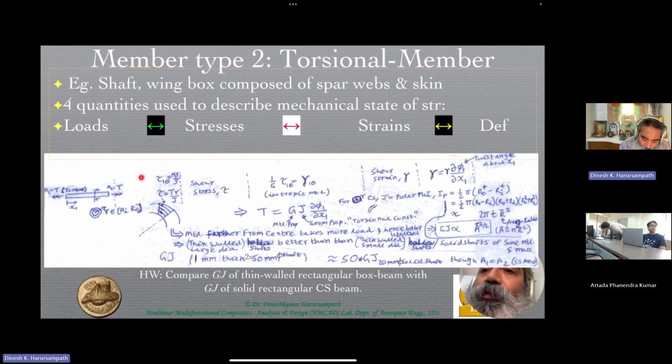So we have identified the four variables: M1, tau 1 theta, gamma 1 theta, and phi1.